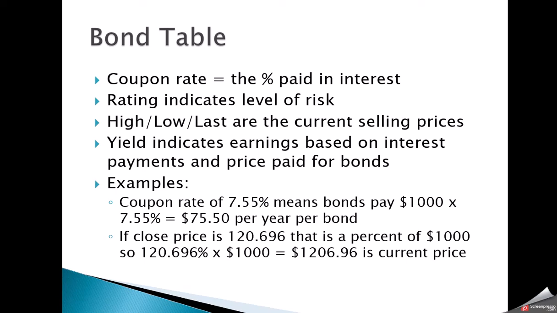So here's an example. If it's got the coupon rate of 7.55, that means it's paying 7.55% of $1,000. So that would be a $75.50 interest payment each year. And then if the closing price is 120.696, that's 120.696% of $1,000. So it would be $1,206.96, which again is over $1,000, which means it's being sold at a premium.